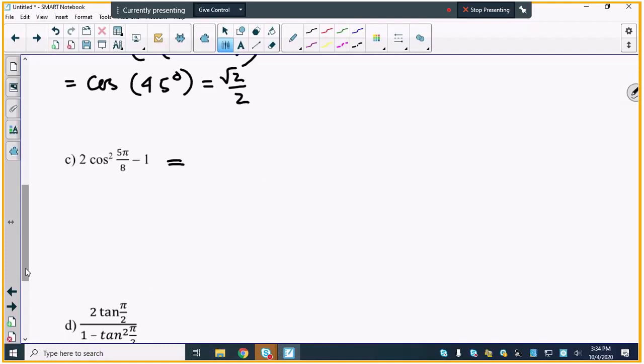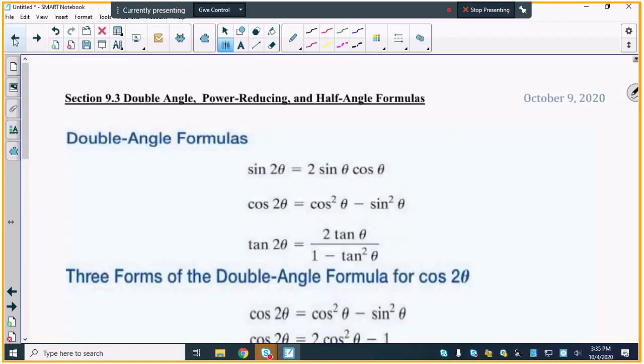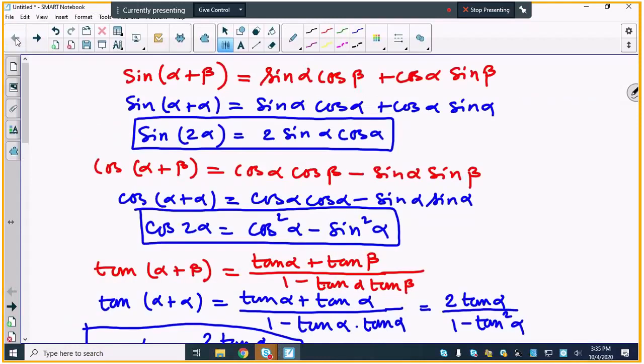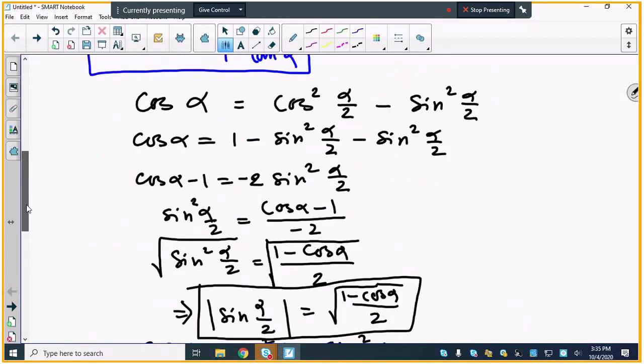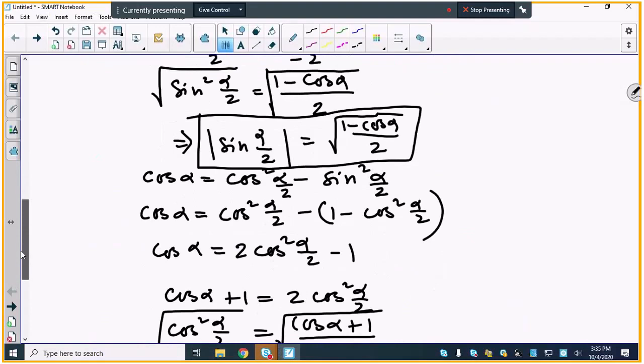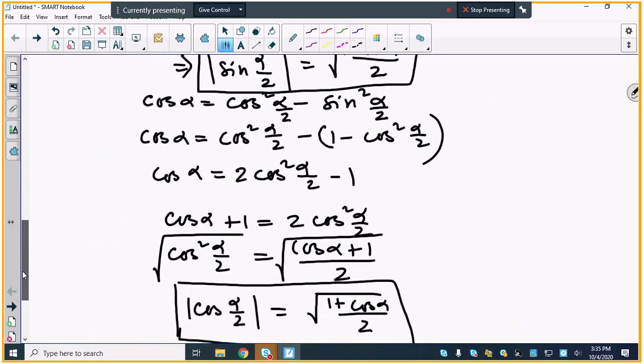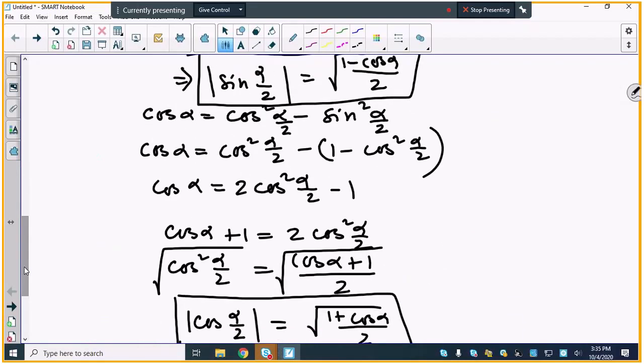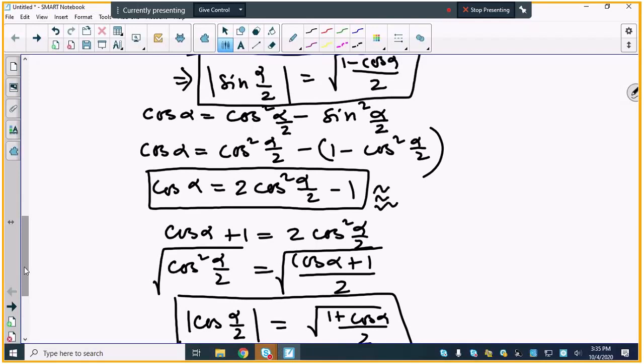If you remember when I was showing you how to derive the formulas, we actually derived it. I just want you to understand and see it one more time. So remember when we did the double angle formula for cosine, we said that cosine of alpha is 2 cosine squared alpha over 2 minus 1. So that one you can think of as cosine of 2 theta is equal to 2 cosine squared theta minus 1. So it's a double angle formula for cosine.